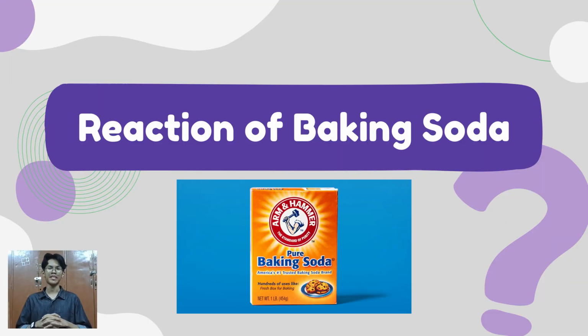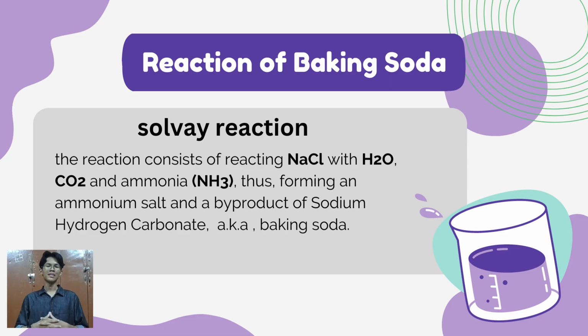Now let's start with the reaction of baking soda. We all know that baking soda is used to make breads, cakes, and even fire extinguisher powder, but we never know about the reaction of it. So let's start with the preparation of baking soda. Baking soda is prepared through a process called the Solvay process. The reaction consists of reacting sodium chloride with H2O plus carbon dioxide and ammonia, thus forming an ammonium salt with a byproduct of sodium hydrogen carbonate, aka the baking soda.